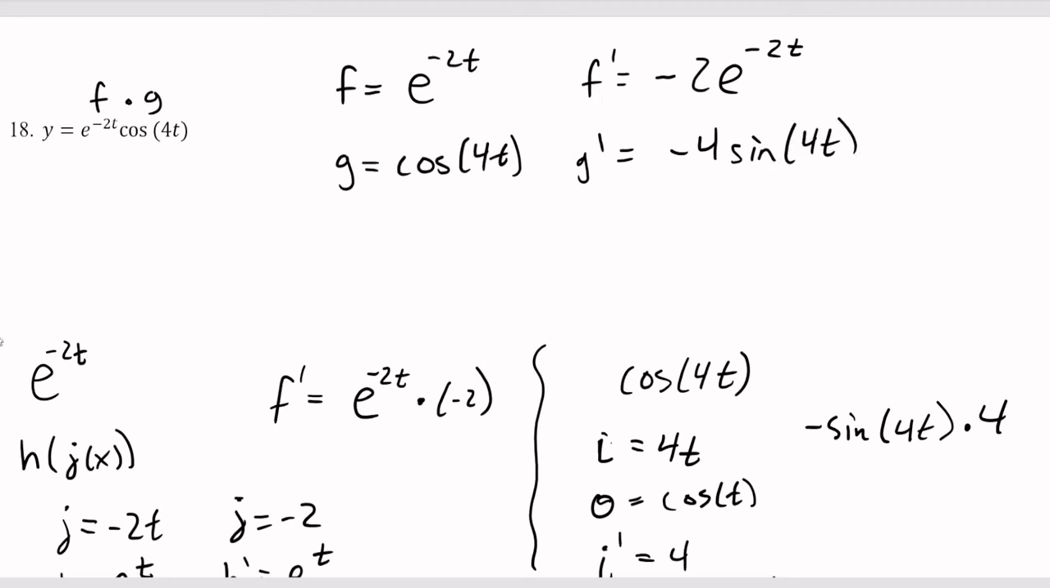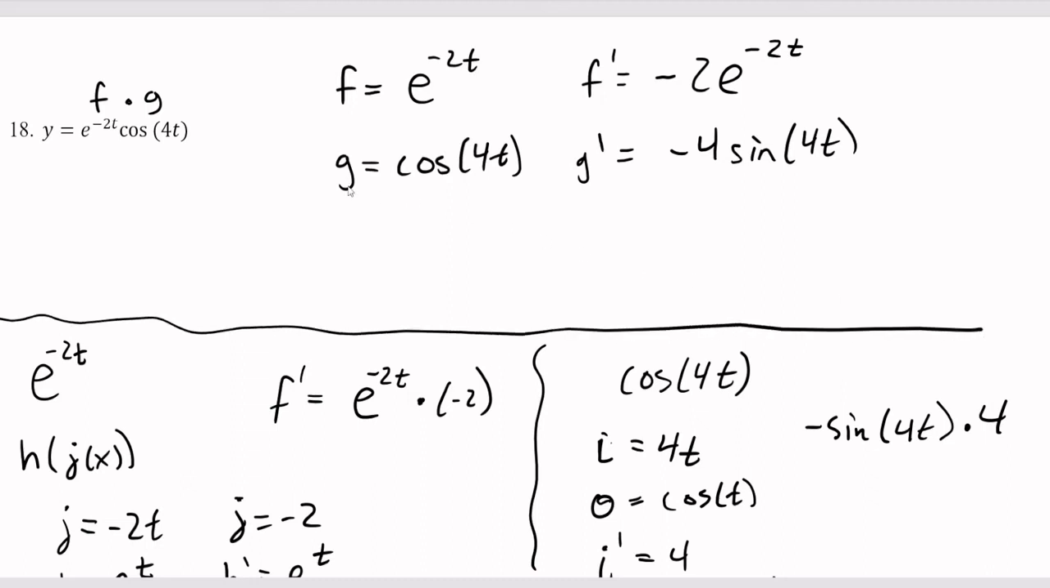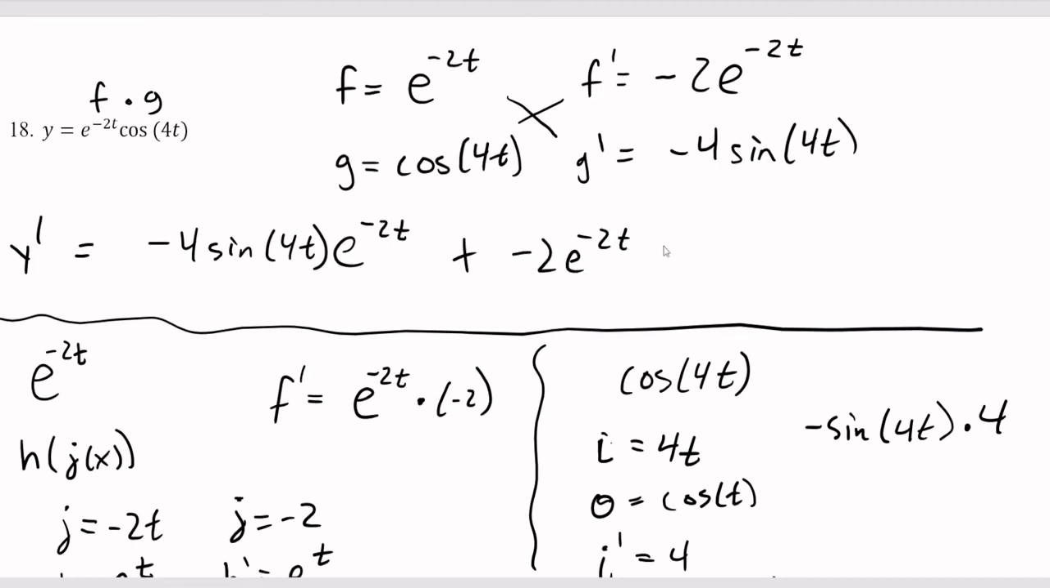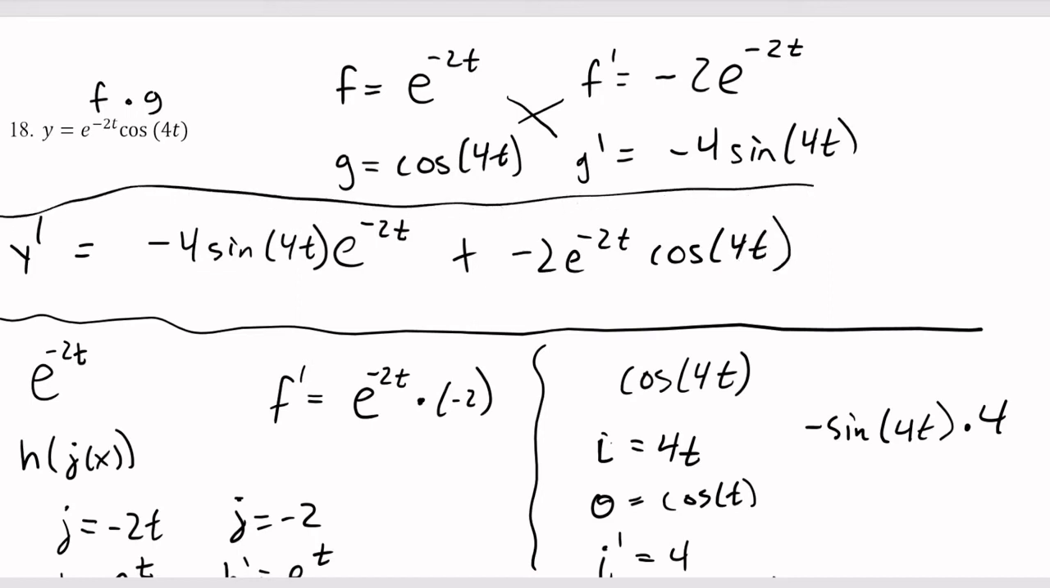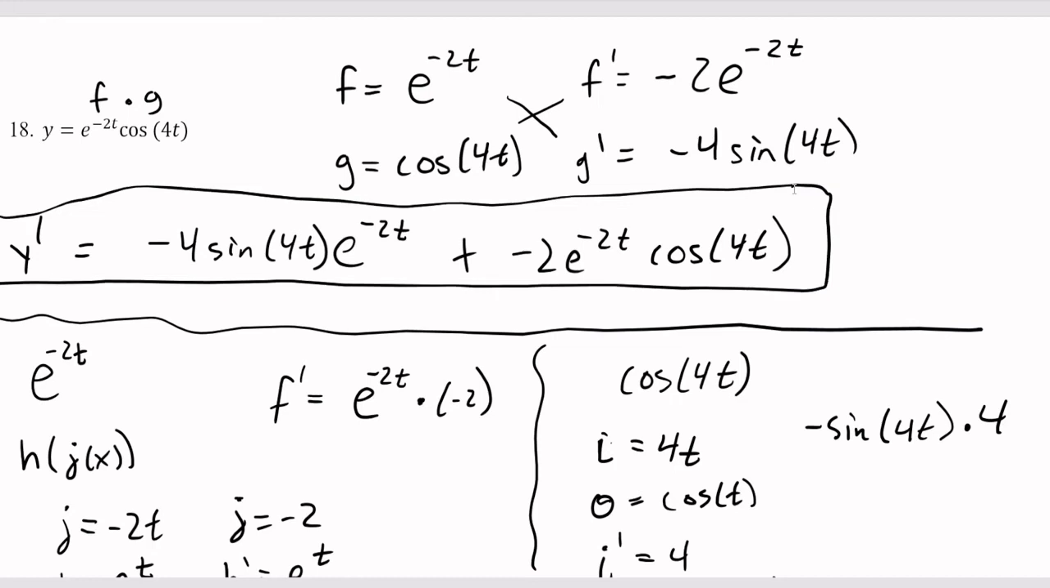All right, so now what do we do? Well, we have a formula for this, right? Product rule. So we got to just mix these. It's kind of like you got to do these together and then these together. So let's do negative 4 sine 4t, g prime, and then f, plus, and then these two go together, negative 2 e to the negative 2t cos 4t. And there you go. Product rule, chain rule. Product rule and two chain rules all together.